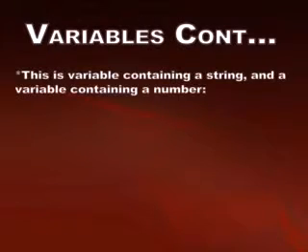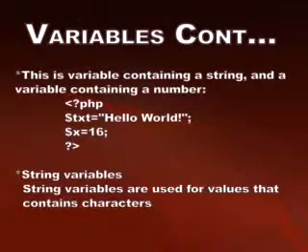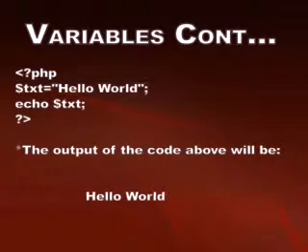Here is a variable containing a string and a variable containing a number. String variables are used for values that contain characters. The PHP script assigns the string "Hello World" to a variable called $txt. The output of the above code will be "Hello World."